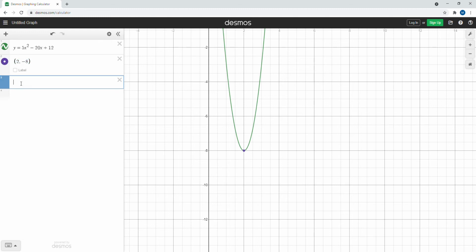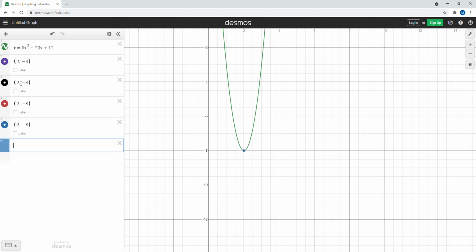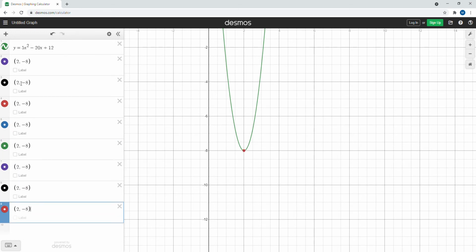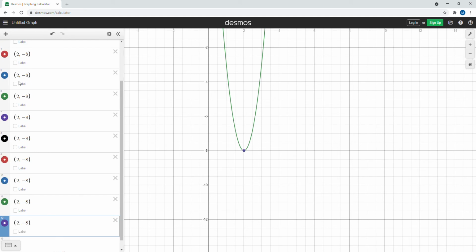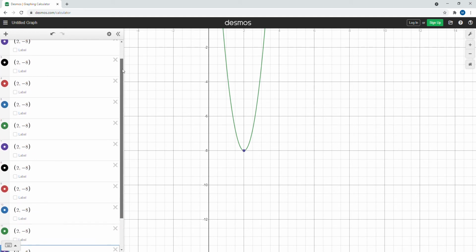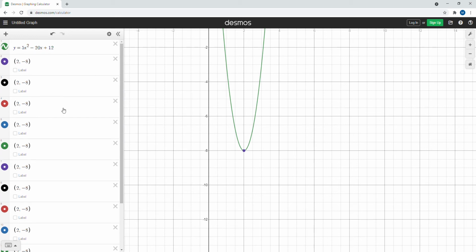Now we're going to need 5 of these points to the right of the vertex and 5 to the left. So I'm going to paste 10 copies of this vertex. I'm doing Control V or Command V. 1, 2, 3, 4, 5, 6, 7, 8, 9, 10. So we have 10 copies of that vertex, all stacked on top of one another.